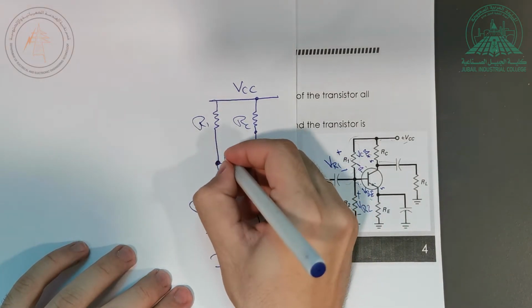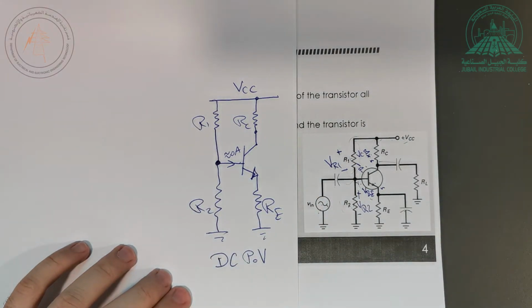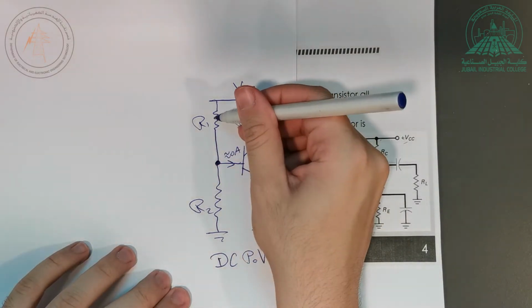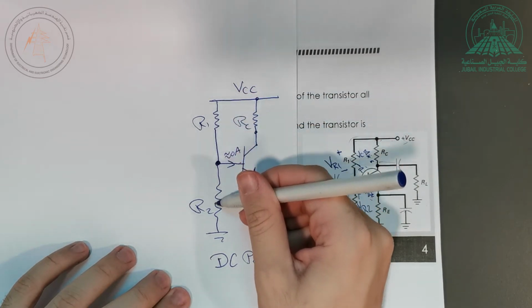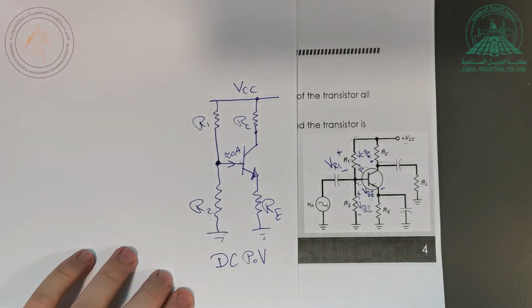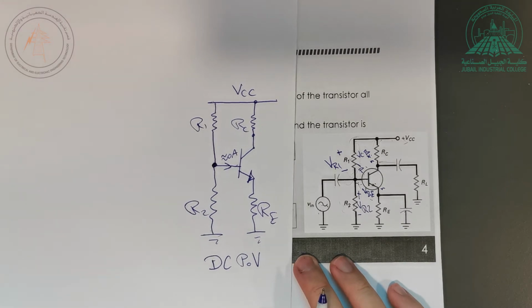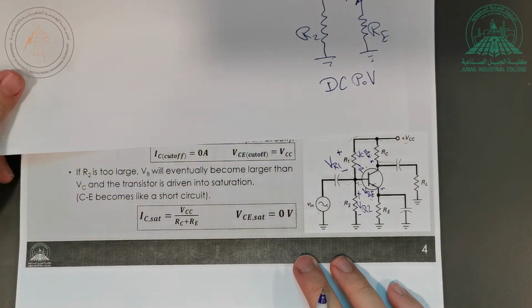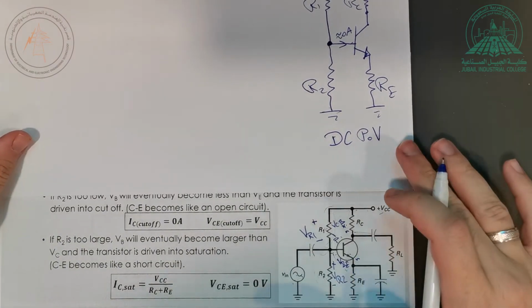Since this current is almost equal to 0 ampere, we can say roughly that R1 and R2 are in series, right? So the current that flows here is more or less the same current that will go down here, because this current is almost 0, since this is the base current. This will give us a higher input impedance, and this is a very good feature that we require.